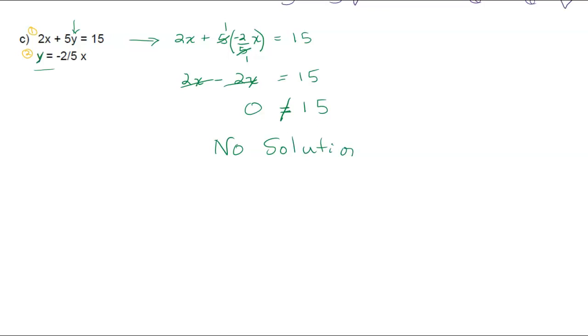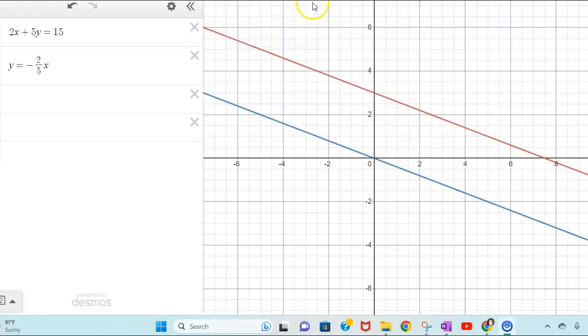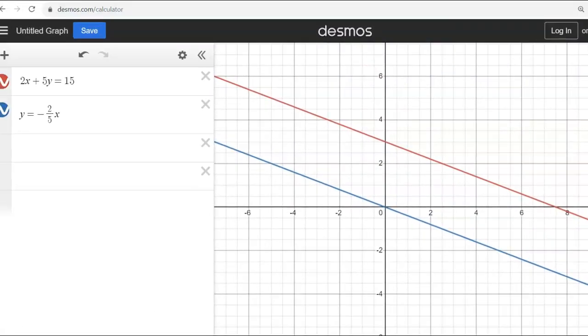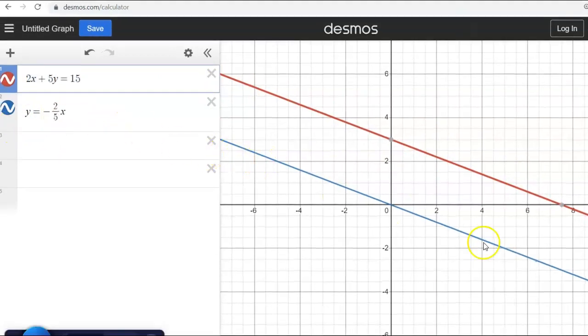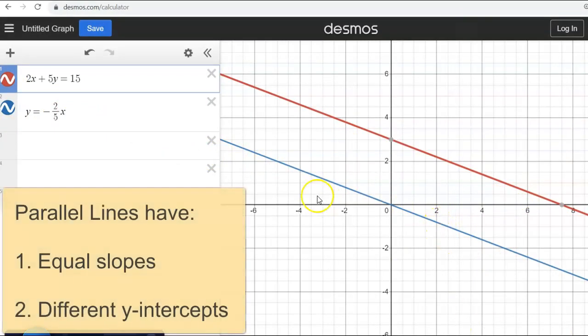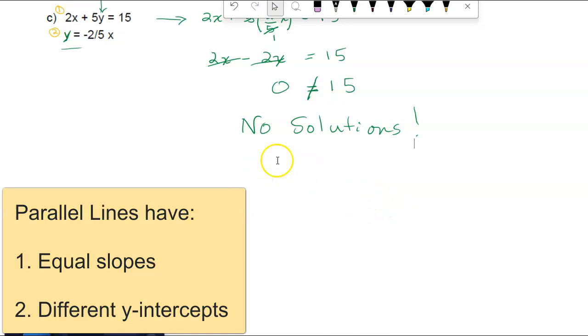And I'll tell you why. Here I am using the Desmos.com graphing calculator. It's an online graphing calculator at desmos.com/calculator. And if you look closely, I've graphed 2x plus 5y is equal to 15, that's the red line, and y is equal to negative 2/5 x is the blue line. And they are parallel. Note that they have the same slope, and so they never intersect. You can just look for the y-intercept. If they don't share that and they have the same slope, they are parallel lines. That's why we say there's no solution.